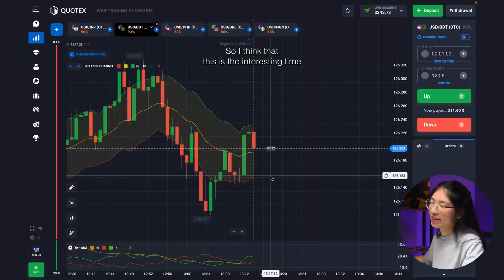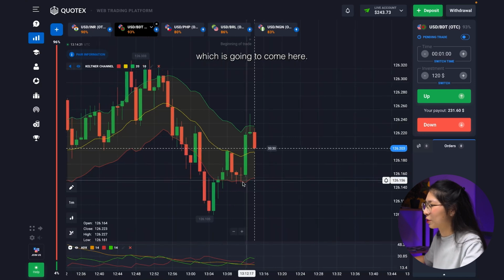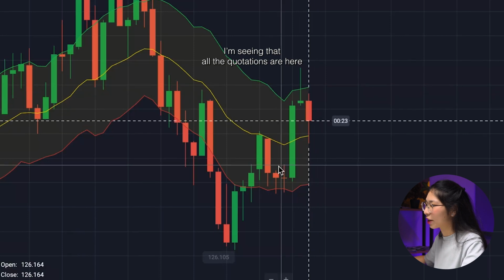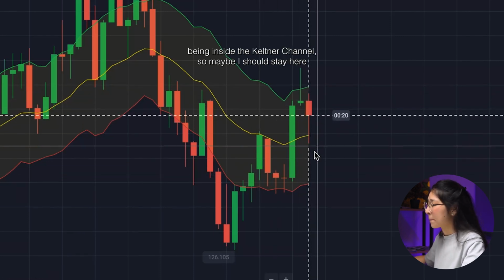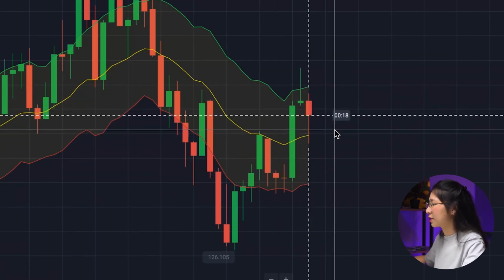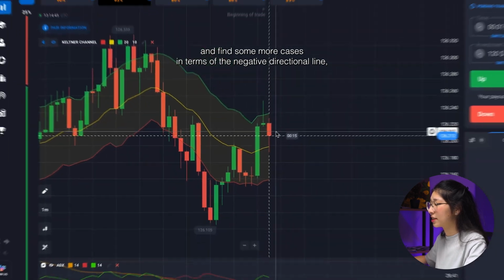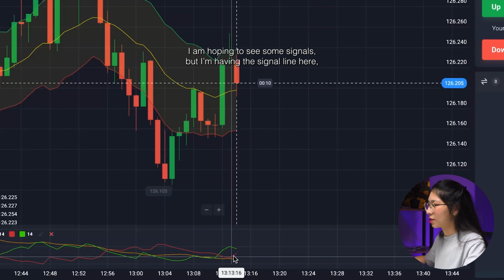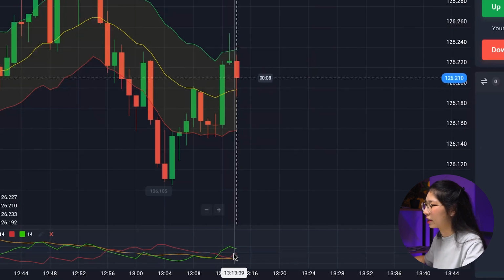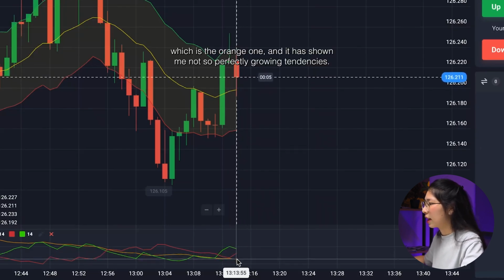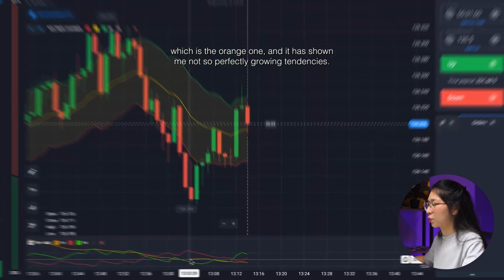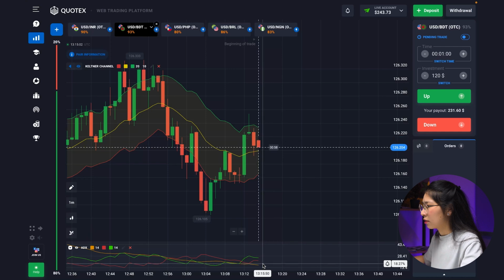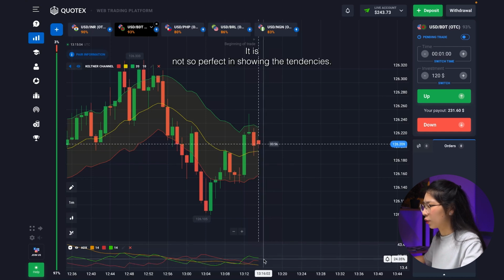next move. I think this interesting time is going to come here, and I'm seeing all the quotations are here inside the Golden channel. Maybe I should stay here and find some more cases in terms of the negative directional line. I'm hoping to see some signals, but this signal line here, the orange one, has shown me not so perfectly growing tendencies.